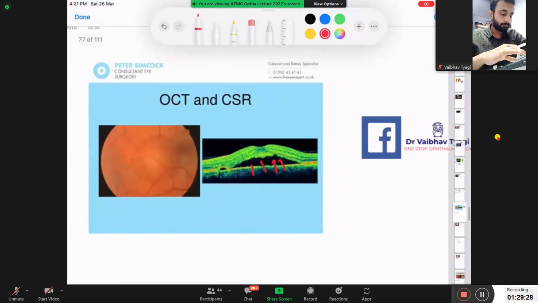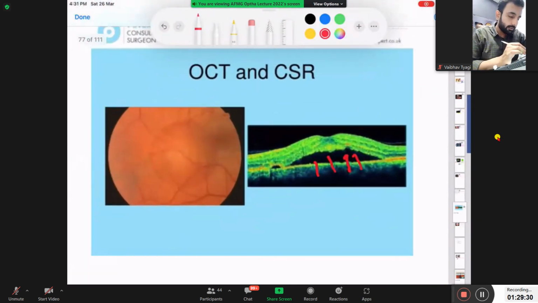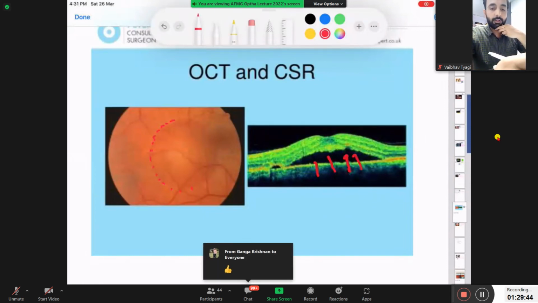Can you see a ring at the fundus? This ring, can you appreciate? Give me a thumbs up if you can appreciate this ring at the fundus. This is not normal. It is showing that some edema is there. Macula is having some edema. Now, what will happen in CSR?